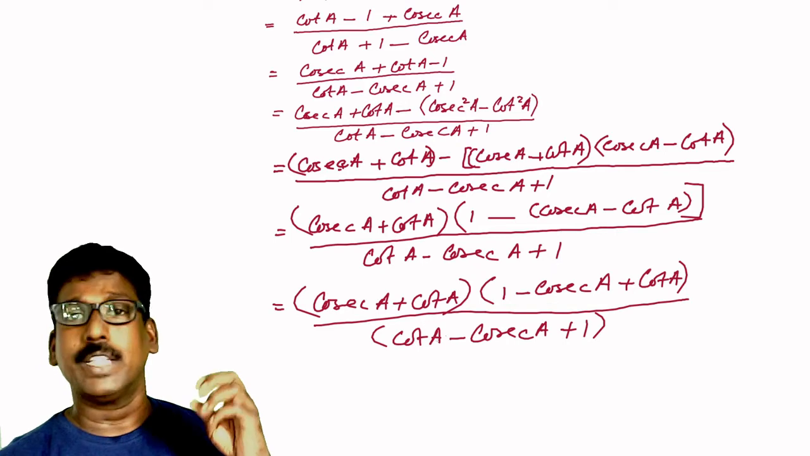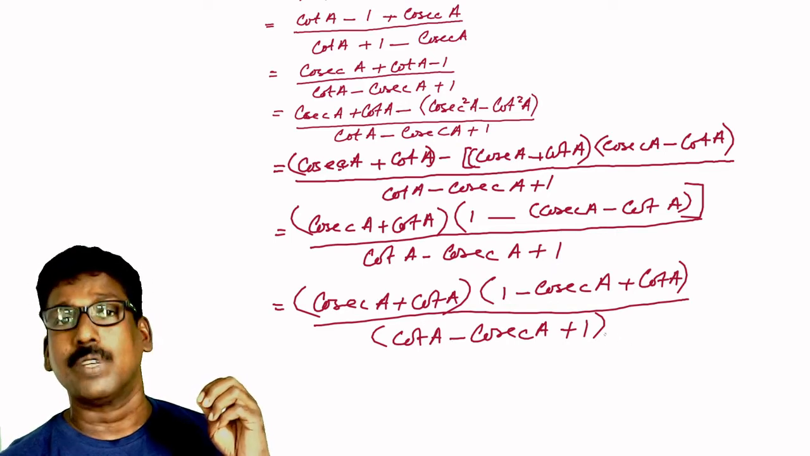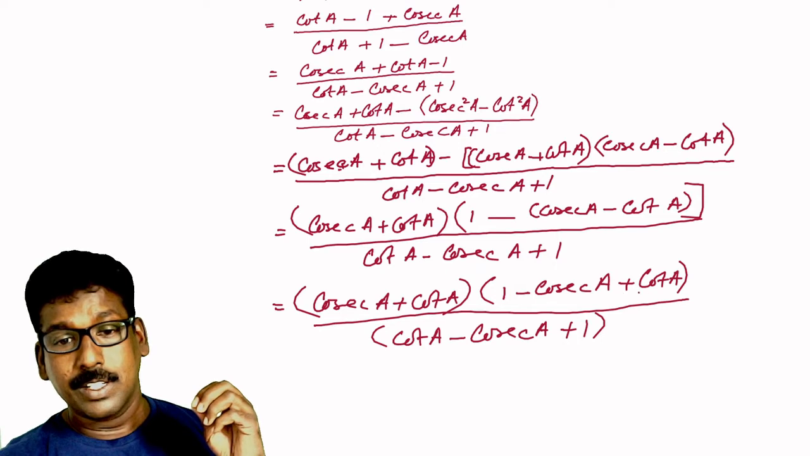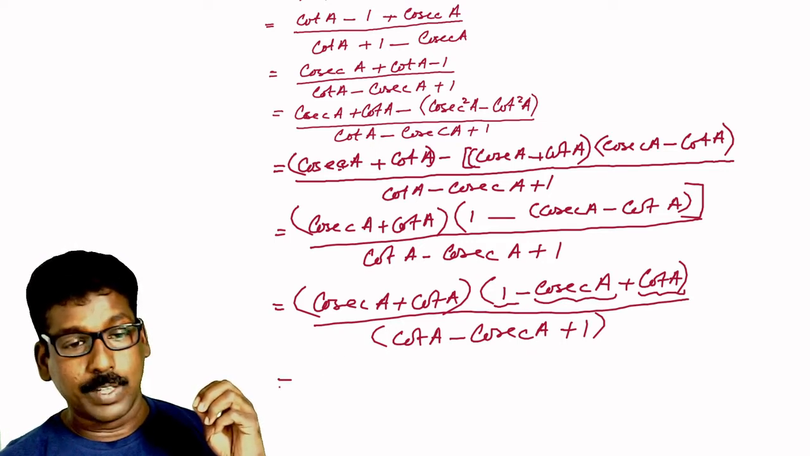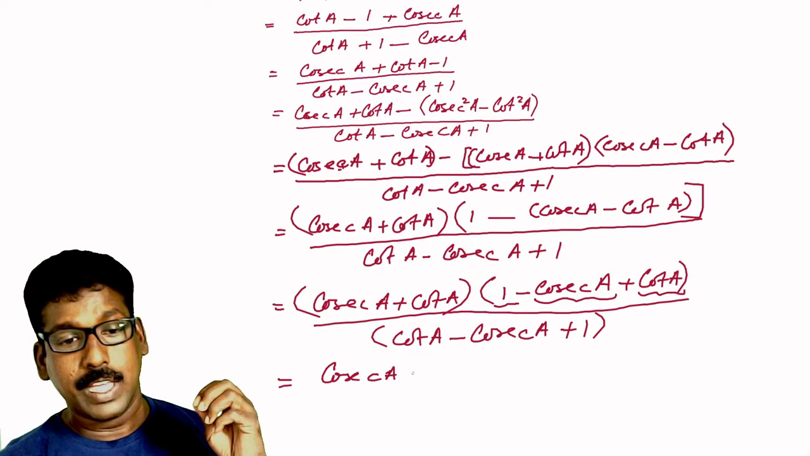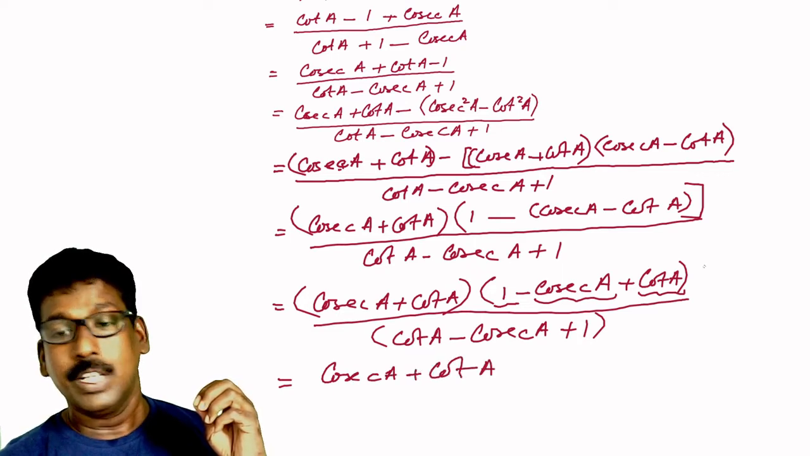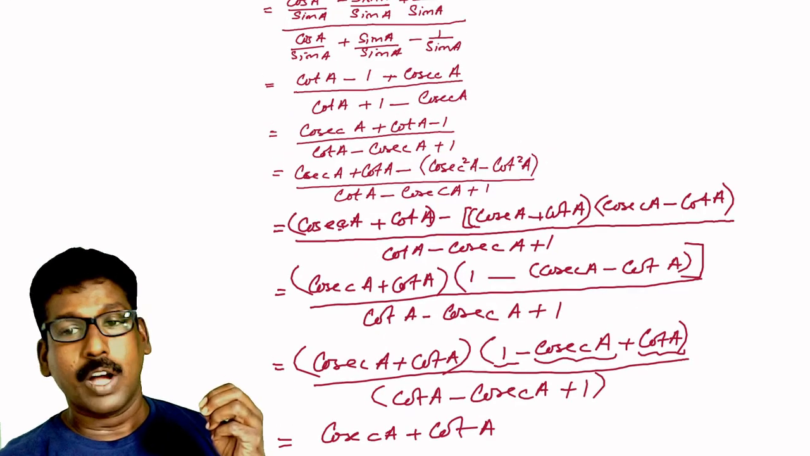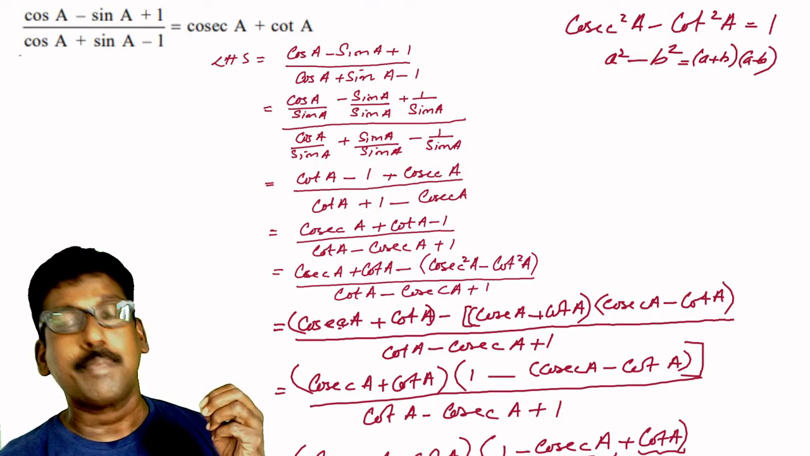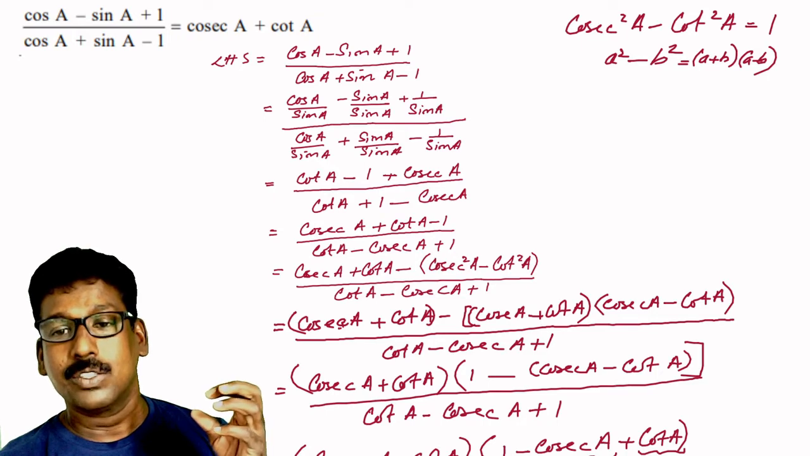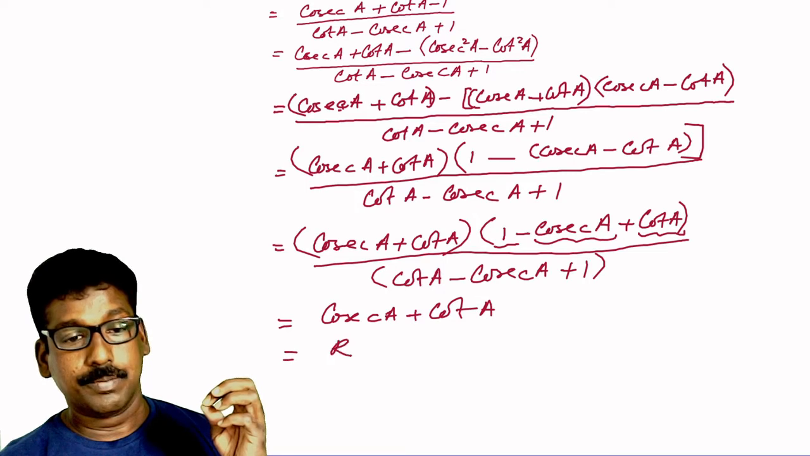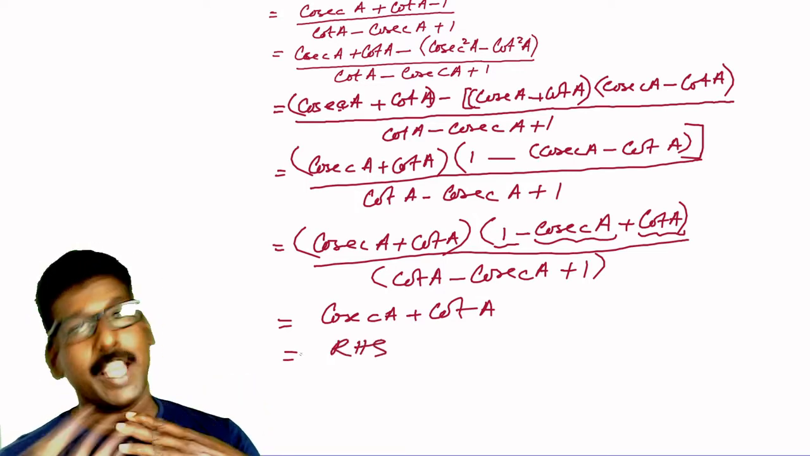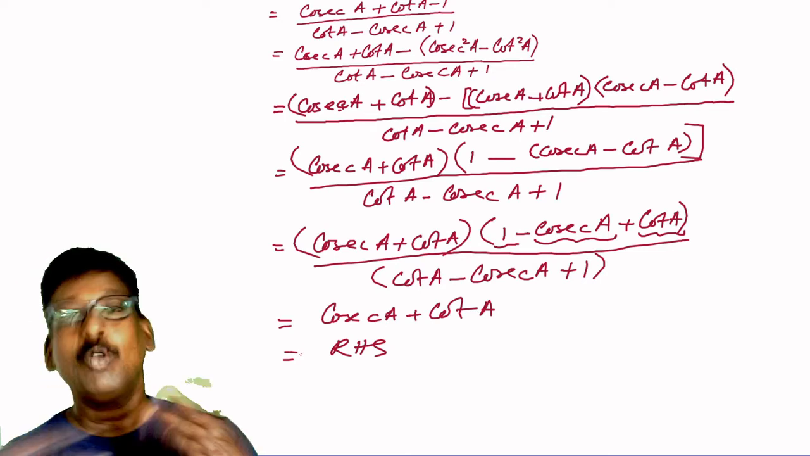Now look at the denominator. It is cot a minus cosec a plus 1. In the numerator here it is also cot a minus cosec a plus 1. So these two terms will be cancelled. So what is the remaining? It is cosec a plus cot a. Now what you have to prove here? You have to prove cosec a plus cot a as RHS. So we got this as RHS. Hence proved.